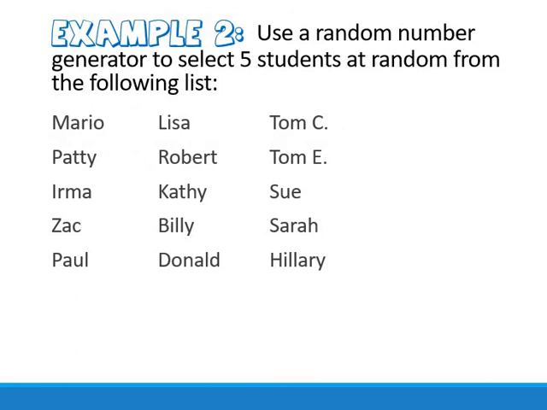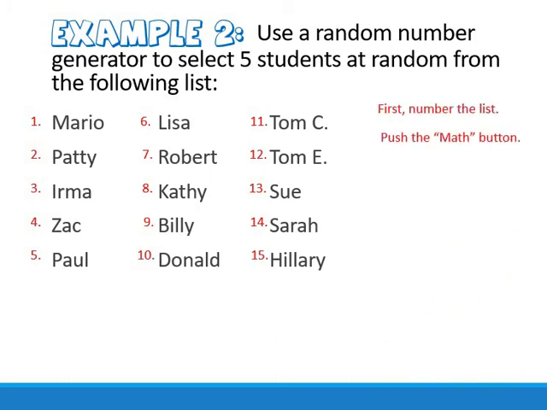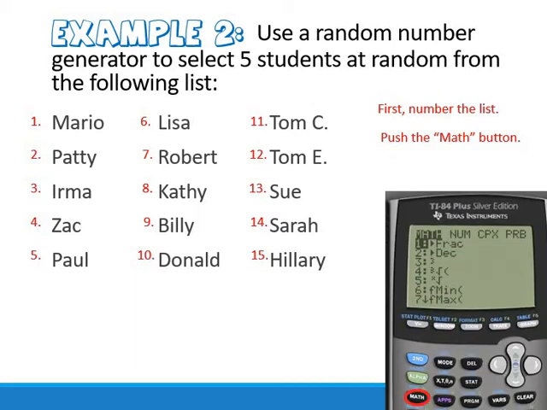For example, let me show you example 2 here. This doesn't make a good test question, because I have no way of knowing if you did it correctly or whether you just went through and picked out 5 names. But use a random number generator to select 5 students at random from the following list. If you were going to do that, you would want to number them. I talked about how to do that on the calculator here.